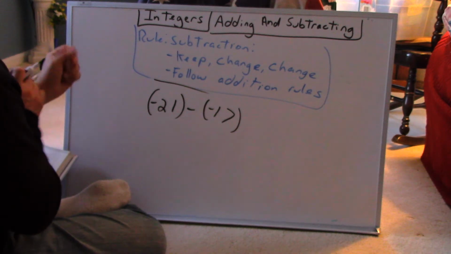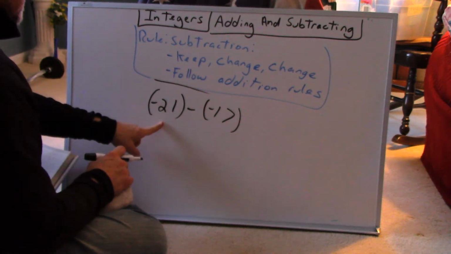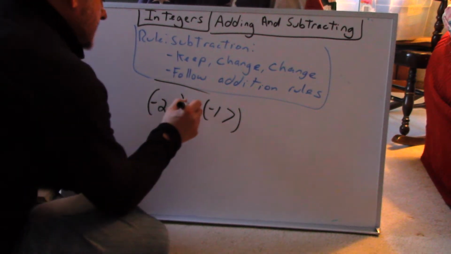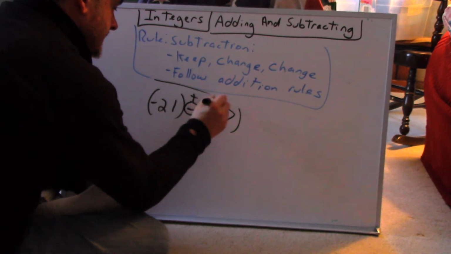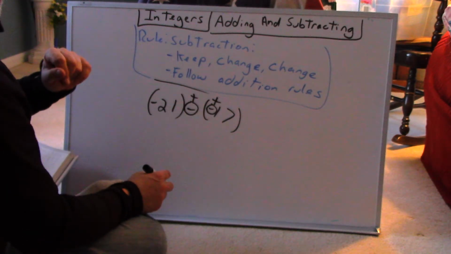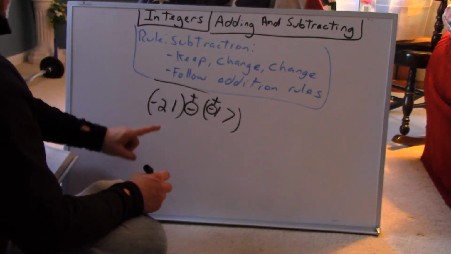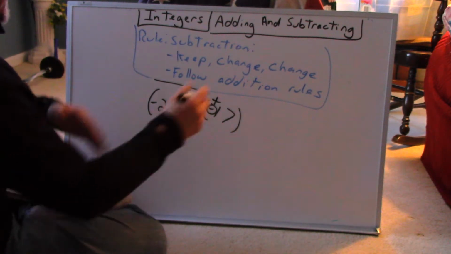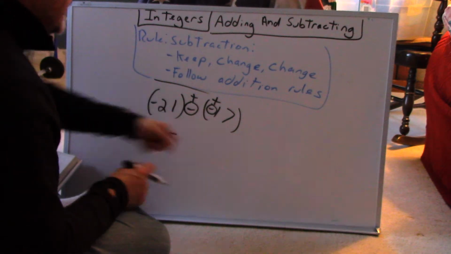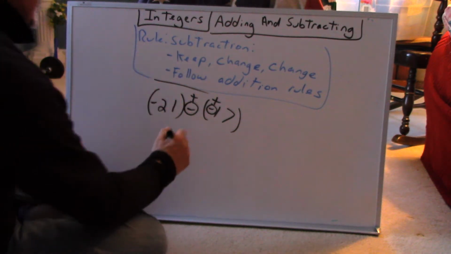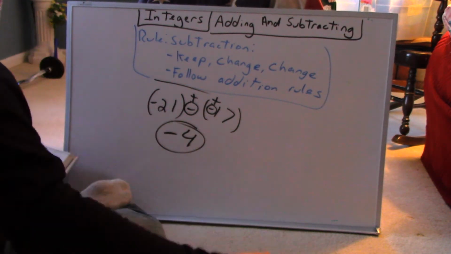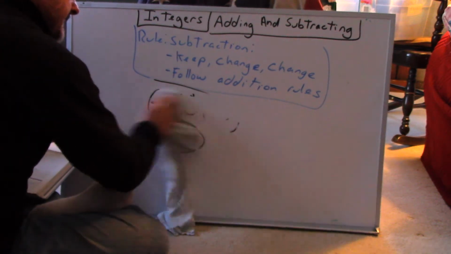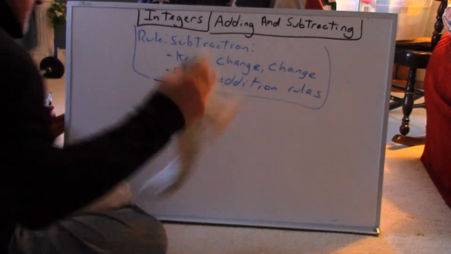Okay, what are we going to do now? We are going to keep, change this guy, and change this guy. Now we have a negative 21 and a positive 17. The higher number is negative. I know the answer will be negative. 21 minus 17. 17, 18, 19, 20, 21. Bam, 4. Negative 4. Simple stuff. Okay, so this is just to get you going.